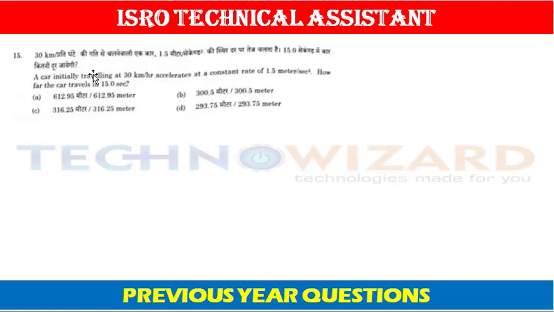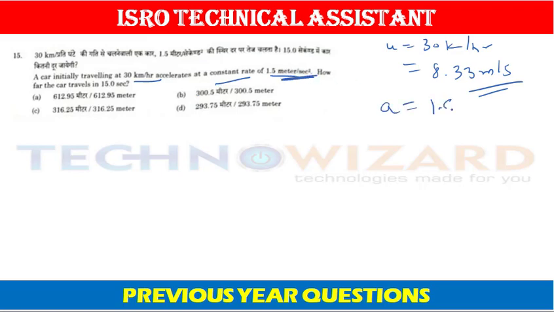Next question. These all are aptitude questions. A car initially is traveling at 30 km per hour. Initially, that is u, 30 km per hour. On changing this into meter per second, I am getting 8.3 meter per second. The initial velocity is 8.3 meter per second. The constant rate is 1.5 meter per second square. Meter per second square is the unit of acceleration. Therefore acceleration is given as 1.5 meter per second square. How far did the car travel in 15 seconds? T is given as 15 seconds. We have to find the distance.